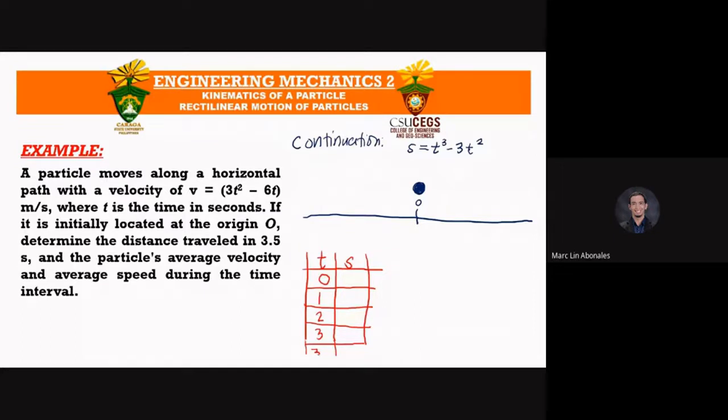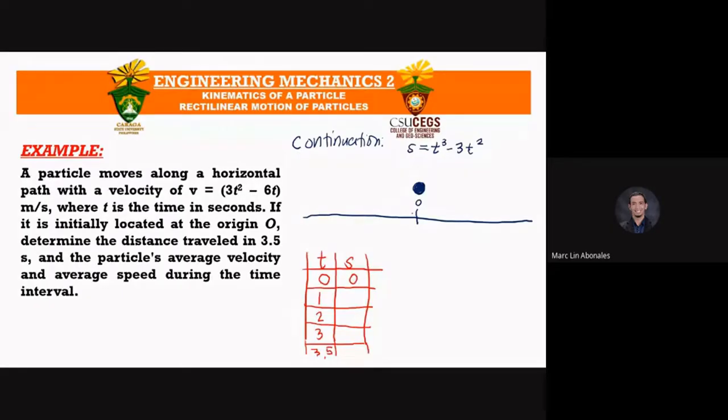Okay, so we will substitute each value of time in our equation, S is equal to T cubed minus 3T squared. So for 0, the position is 0. So it starts from the origin. When the time is 1 second, what is the value of the position? Negative 2, sir. Negative 2.